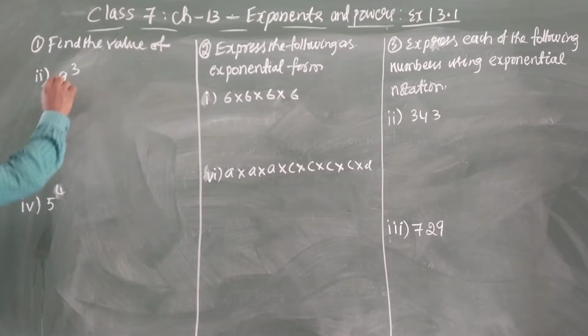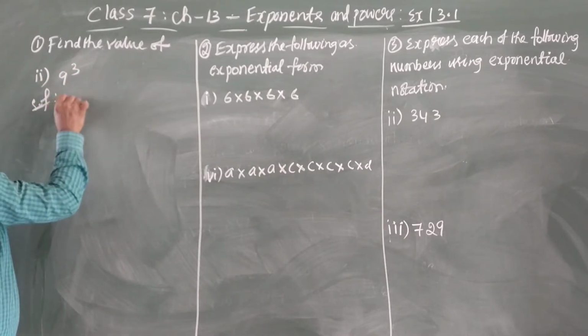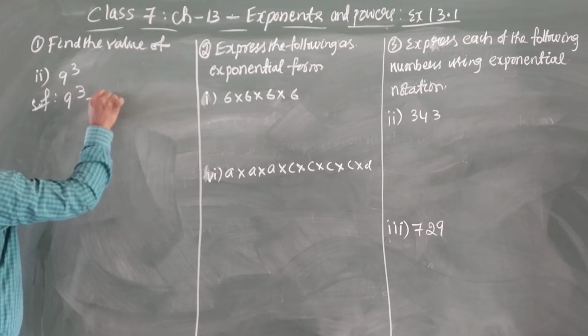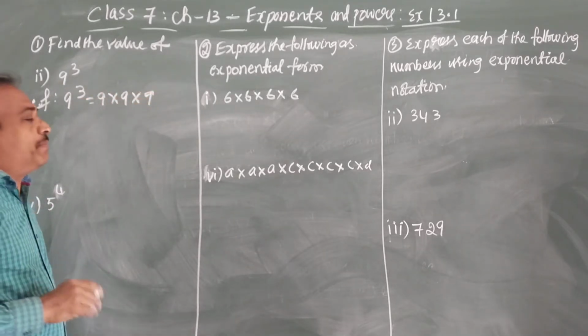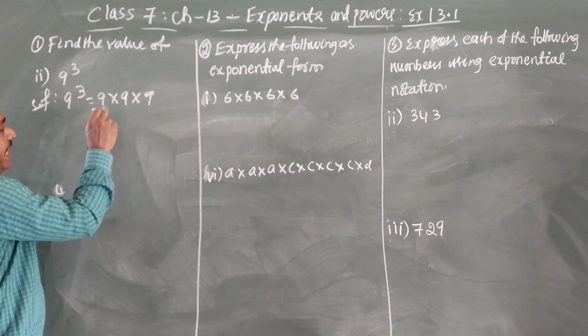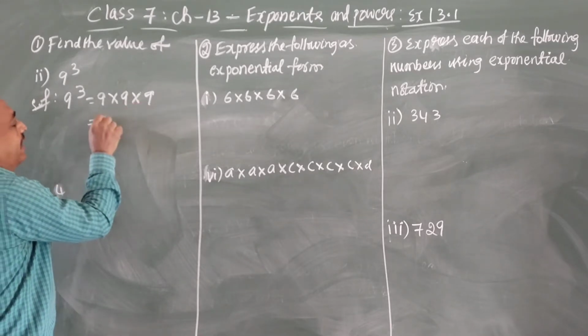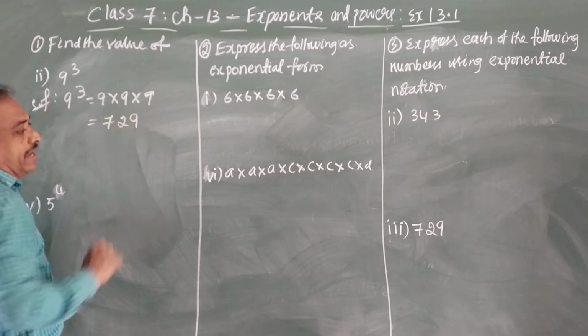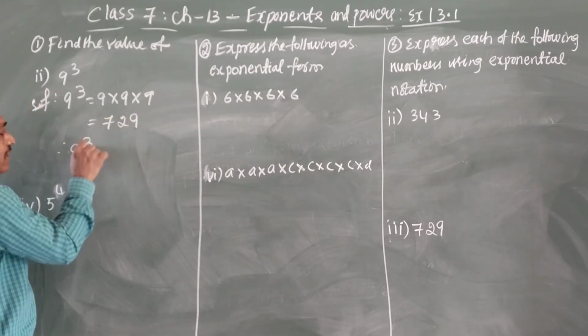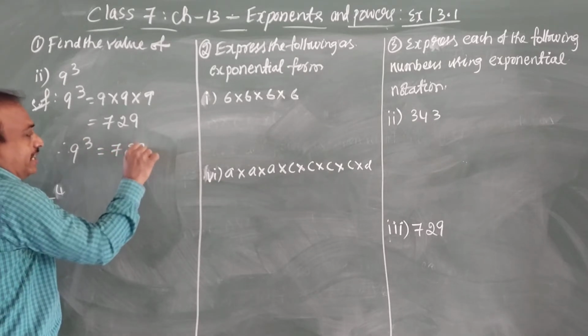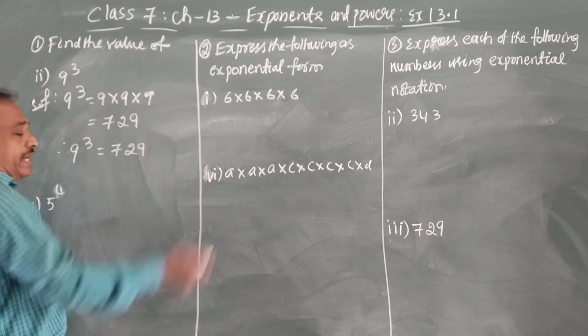Look, first one. 9 to the power 3 is equal to 9 into 9 into 9. How many times? Thrice 9 is multiplied. 9 into 9 into 9. So 9 nines are 81, 81 into 9 is 729. Therefore 9 to the power 3 is equal to 729.